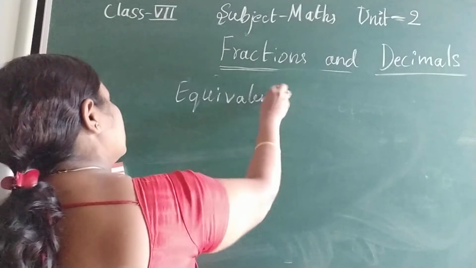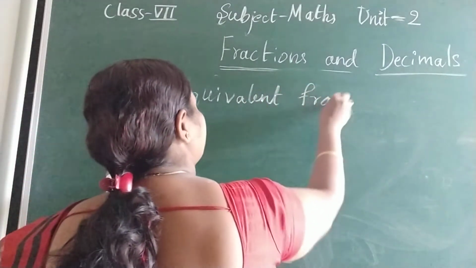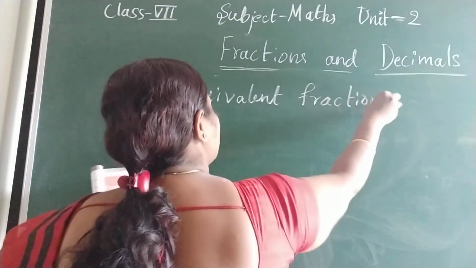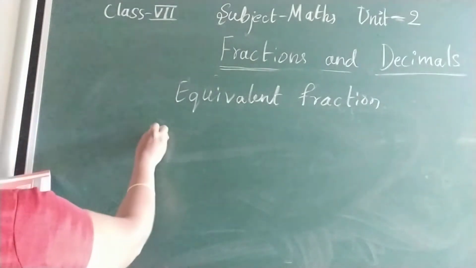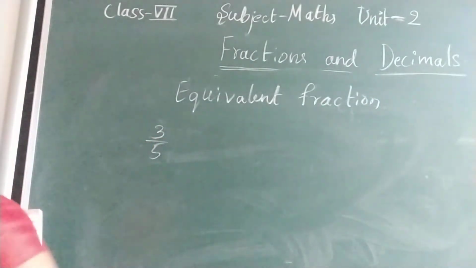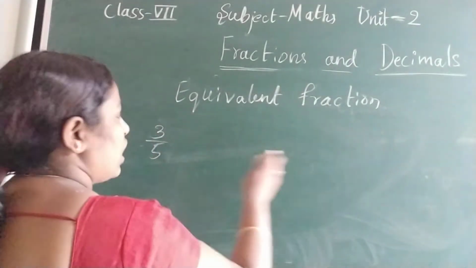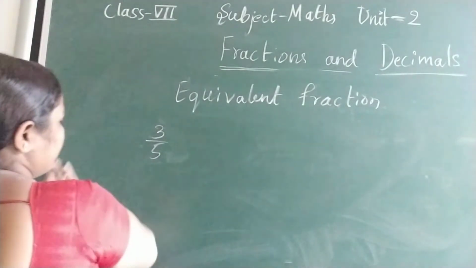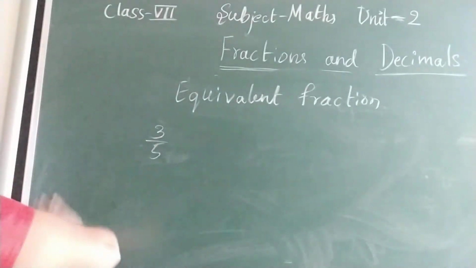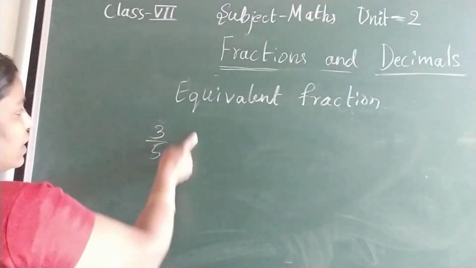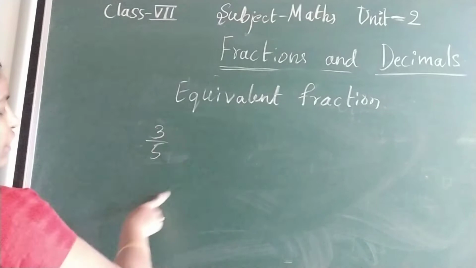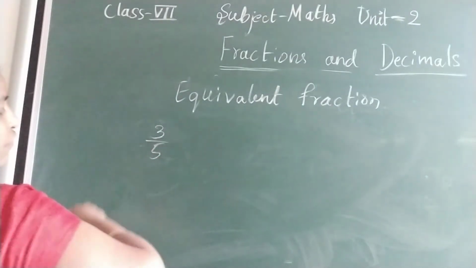Equivalent fraction. So equivalent means, for example, 3 by 5. Equivalent to this fraction, we should identify the other fractions which, if we simplify them, again we should get this main term or final term.